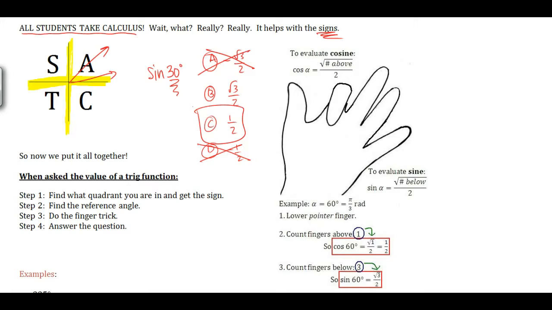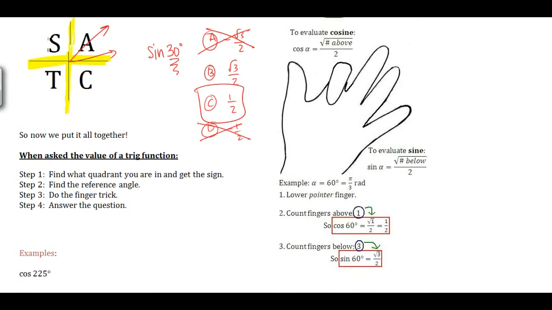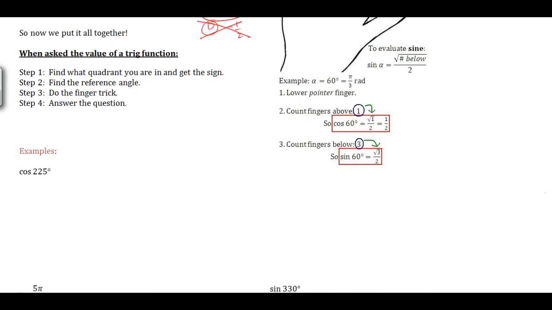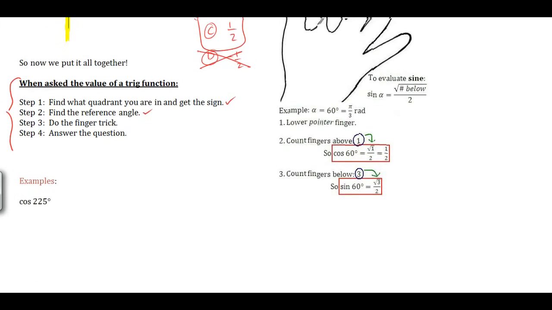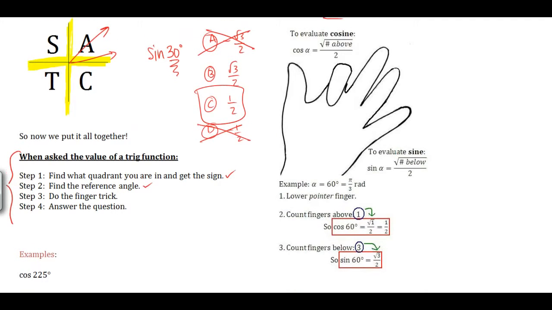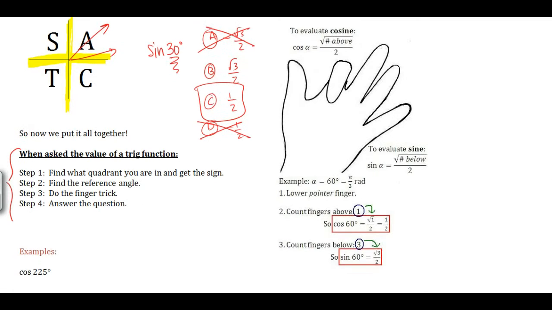So that's what we're going to do now, and we're going to do it with radians, and we're going to do it with degrees, and we're going to jump all over the place. So here's super crucial steps. I'm going to throw something at you, and you will then have to decide what quadrant you're in so you can get the sine. Then you find the reference angle so that you can use your fingers. And then once you can use your fingers, you can answer the question. So that's our steps to success and our joy for trig.